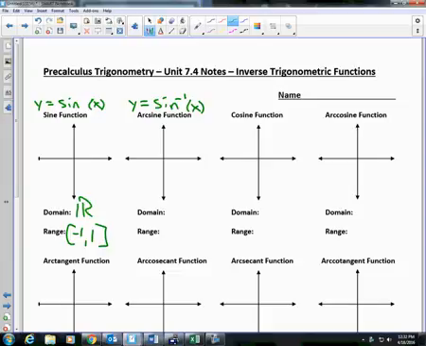Well, when you take inverses, the domain and the range switch. So the domain becomes -1 to +1. And the range output, in order to make it a function, is just narrowed to -π/2 to +π/2. What the heck does that mean? What it means is this.